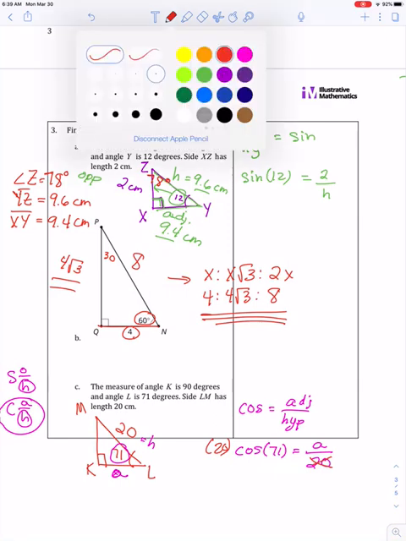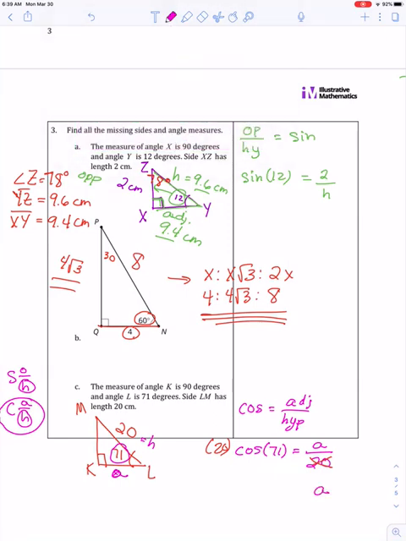So therefore I get A is equal to, and I don't have these previously worked out, so let me type it up. Let's see, I get 6.5. And we're talking about centimeters. So I know that this side right here is 6.5.